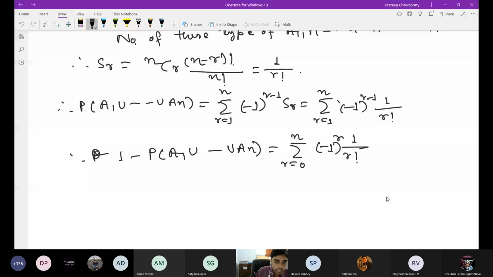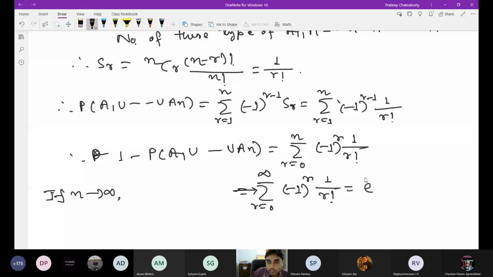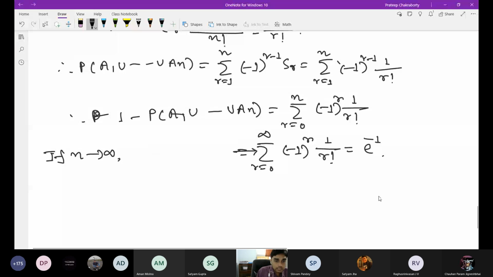Okay, now if n goes to infinity, this will go to the sum for r equal to 0 to infinity of minus 1 power r, 1 by r factorial, and we know what this is. This is e power minus 1, that is 1 by e. Okay. Now we go to the next example.